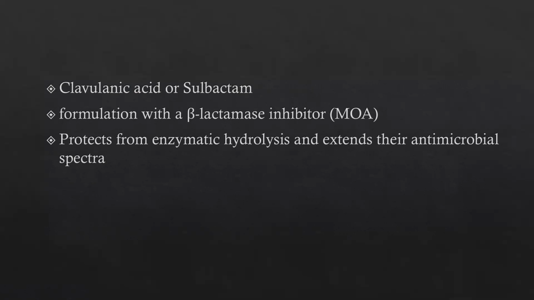Okay, so to prevent the action of the beta-lactamases, some penicillins are combined with clavulanic acid or sulbactam. Okay, so we have amoxicillin plus clavulanic acid, we have the co-amoxiclav. Okay, so clavulanic acid or sulbactam is added because they act as inhibitors of the beta-lactamase enzyme. Okay, so they protect against enzymatic hydrolysis and extend the antimicrobial spectra of the penicillins. So that is why ina-add sila sa formulation.